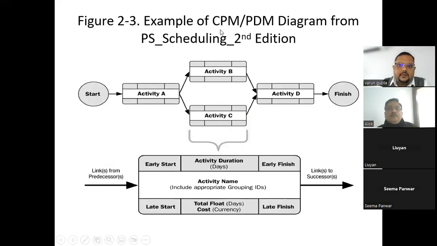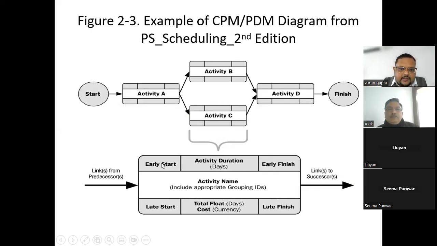So, an example of the CPM or precedence diagramming method from the Practice Standard for Scheduling, second edition: I have put a diagram over here. Each activity looks like this. If you consider this as activity C, the activity before this is activity A, which is called the predecessor activity. So you have to remember, activity A is the predecessor. Activity D, which comes after activity C, is the successor. So one is the link from the predecessor, one is the link to the successor.